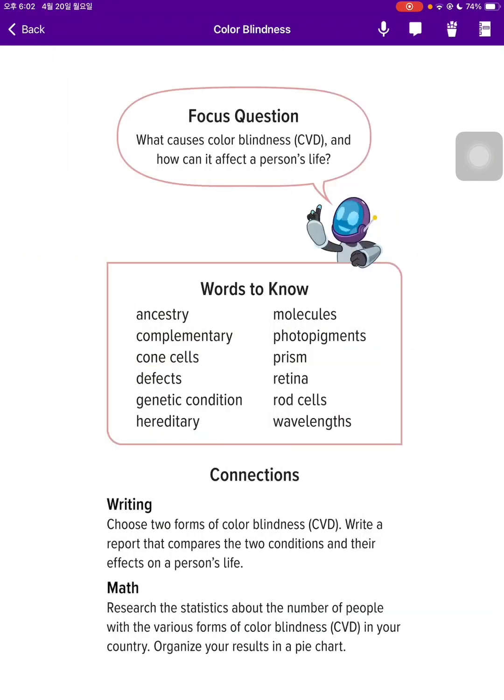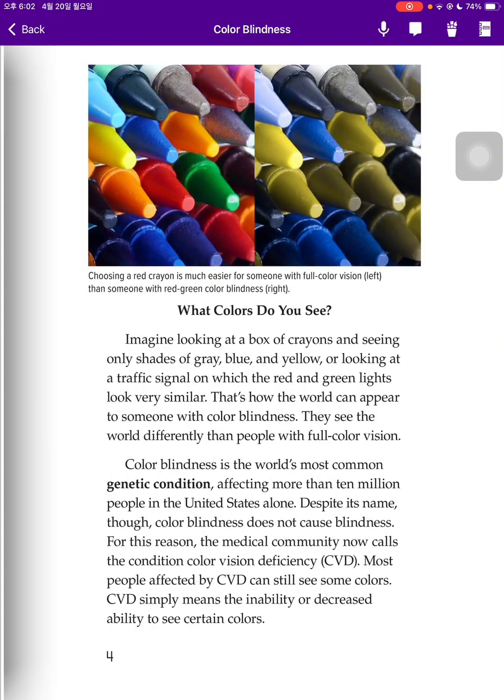Color blindness. Focus question: What causes color blindness, CVD, and how can it affect a person's life?